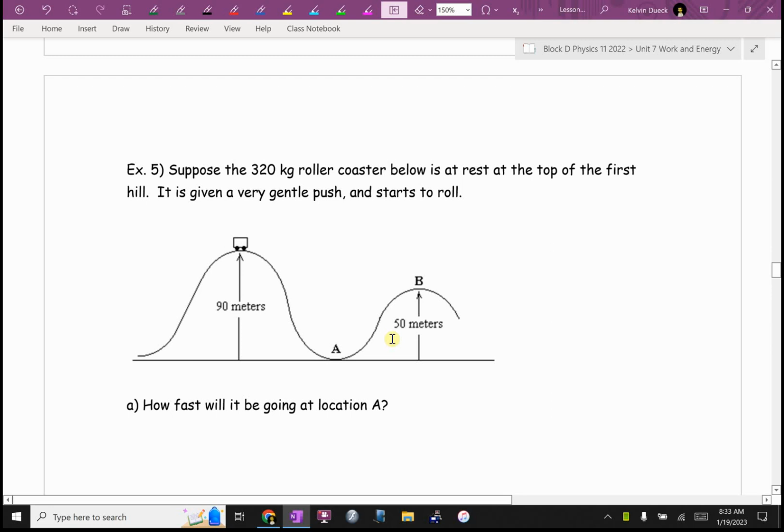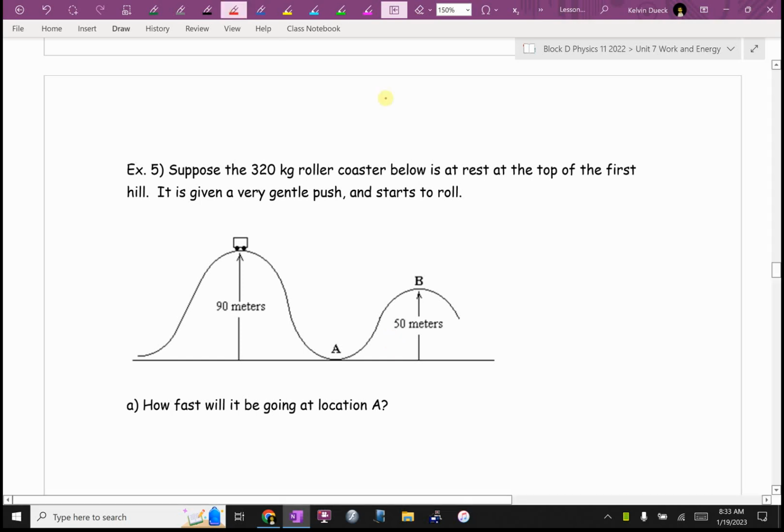I like example 5. You know what? I'm just going to tell you, there's going to be roller coasters on your test. I guarantee it. Probably at least 2 on the written section, because I love roller coasters. They're great. It says this: suppose the roller coaster below is at rest.